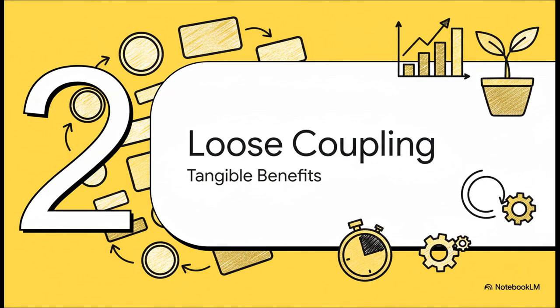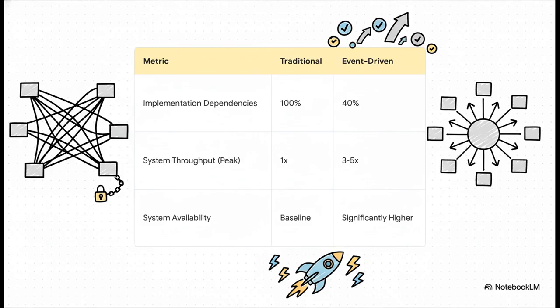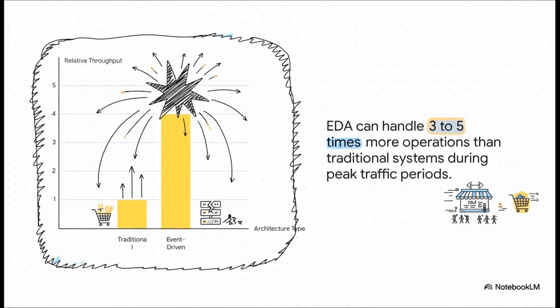The benefits of that loose coupling we keep talking about aren't just theoretical. Let's look at the actual data, because this is where it gets really compelling. This table, based on some research from the International Journal on Science and Technology, really lays it all out. Look at this. Event-driven systems can slash the dependencies between different teams by 60%. That means teams can work more independently and move faster, and system availability is way higher. But the number that just jumps off the page is the system throughput. Yeah, this chart really says it all.